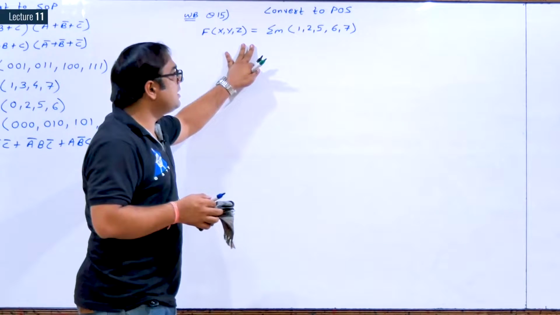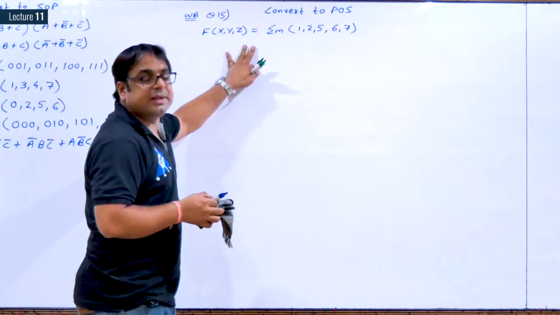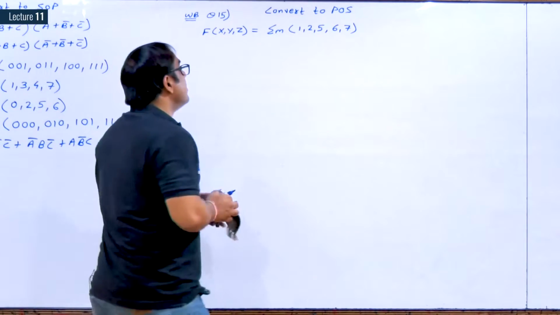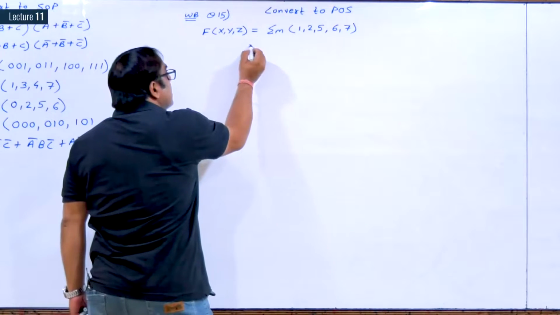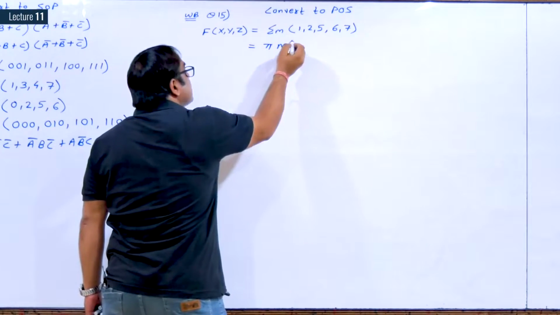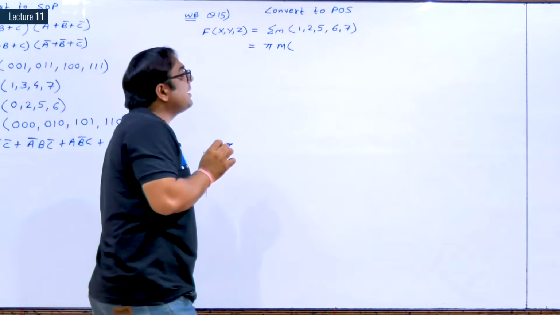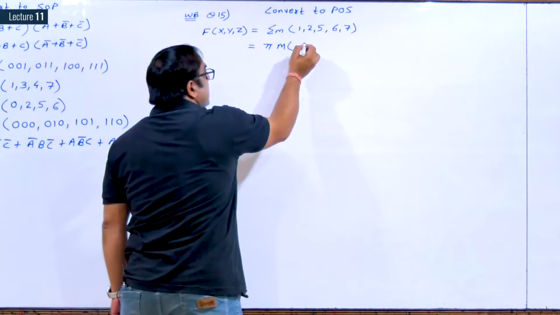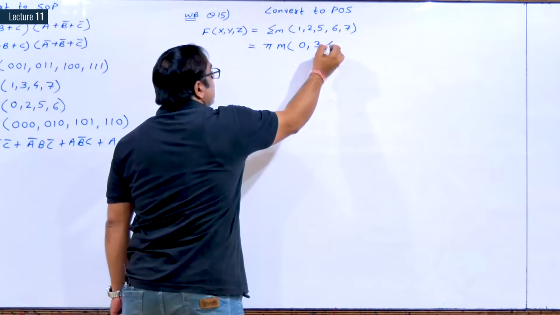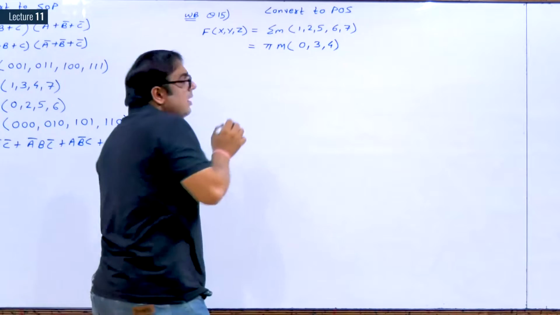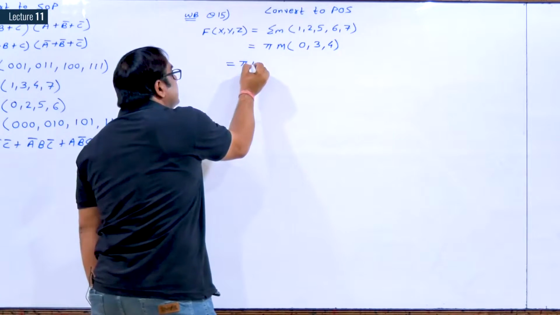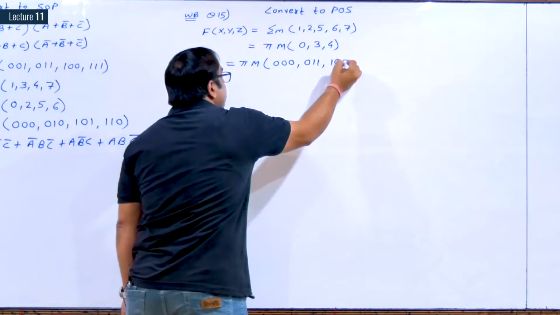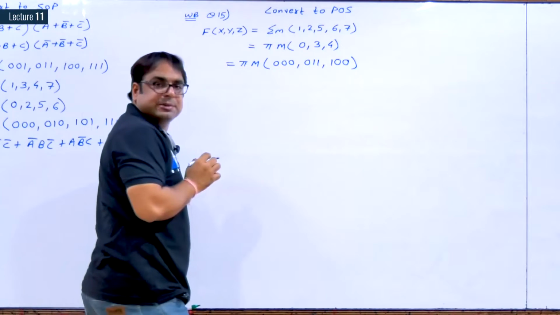Question number 15. Minterms are given, which means it is given in SOP format, and it is asked to convert to POS. From the given minterms, the first step is to find the maxterm numbers. All the numbers missing in the minterms list will be in the maxterms list. For example, 0 is missing, 3 is missing, 4 is missing. Next step, convert to binary: 000, 011, 100.